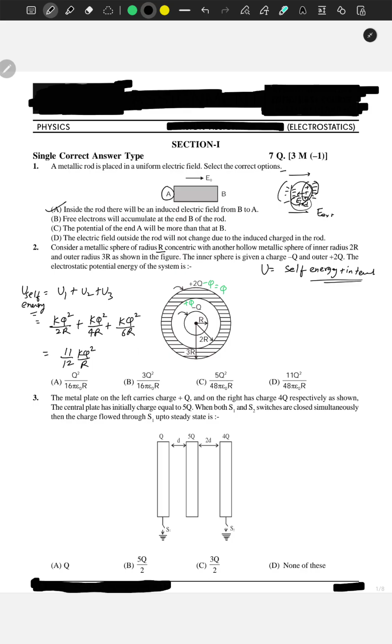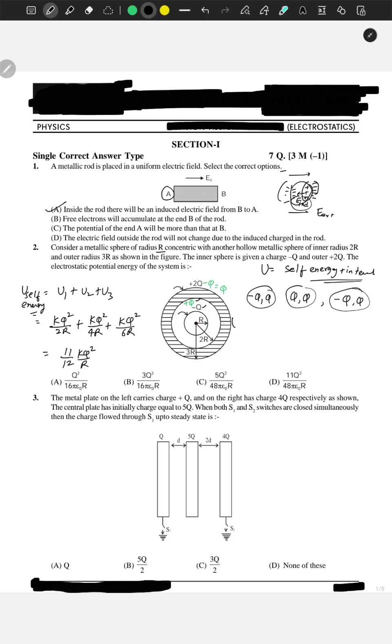Now we are going to calculate the interaction energy. The interaction energy we can write with pairs. There are three spheres, so obviously we'll have three pairs. One pair is minus q and q, this one and this one. Second is plus q and q, you can see here both the green q's. And the third one is minus q, the innermost, and the outermost.